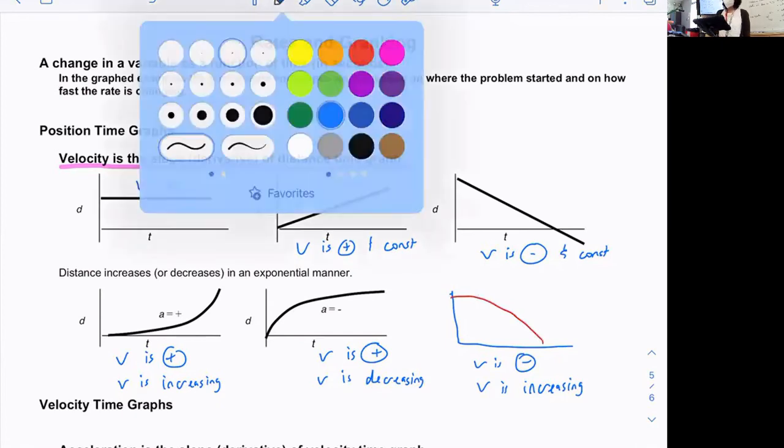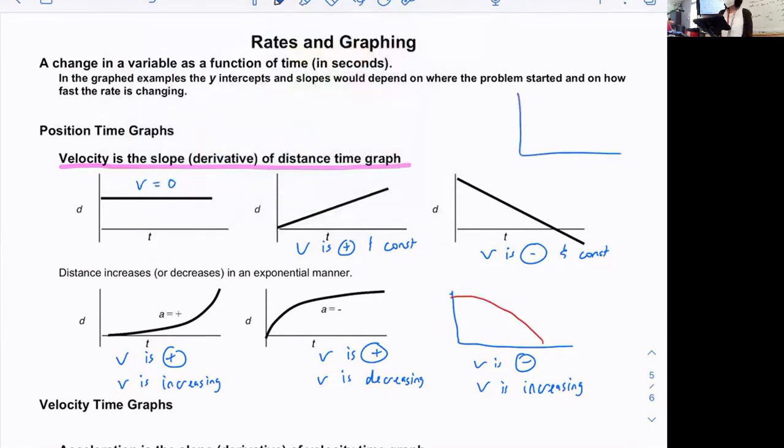I've totally run out of space here, I'll do it here. What if I have velocity is negative and velocity is decreasing? What would that look like? What do you think? Okay, negative velocity, so I'm still going to be going downwards, right? And it's decreasing, so my slope is going to decrease, so I'm going to become more shallow. It should look like that.